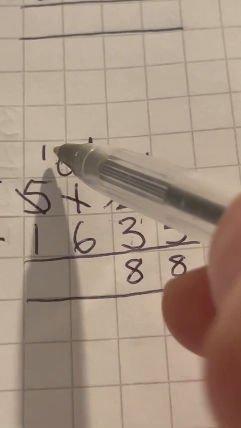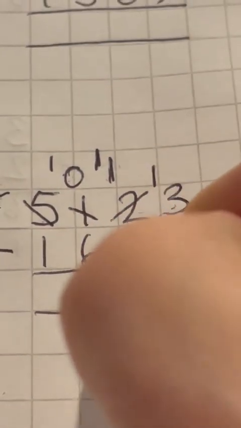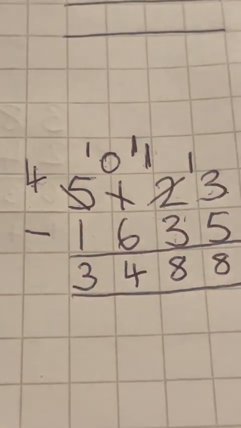We have to regroup or exchange one more time so that our 5,000 becomes 4,000, and now we have 10 hundreds. So 10 take away 6 is 4, and then we need to remember that we're looking at the digit 4 here for our thousands. 4,000 take away 1,000 is 3,000.